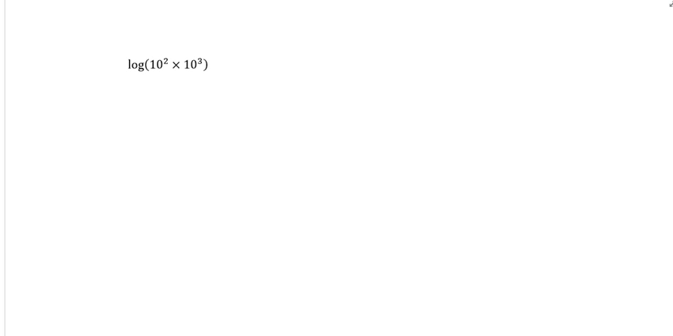Oh, forgot about this one. We're going to take a look at this two different ways. One of them is going to go like this: I can simplify inside. Do you agree? 10 to the 2 times 10 to the 3. So this is log of 10 to the 5. And what does that equal?